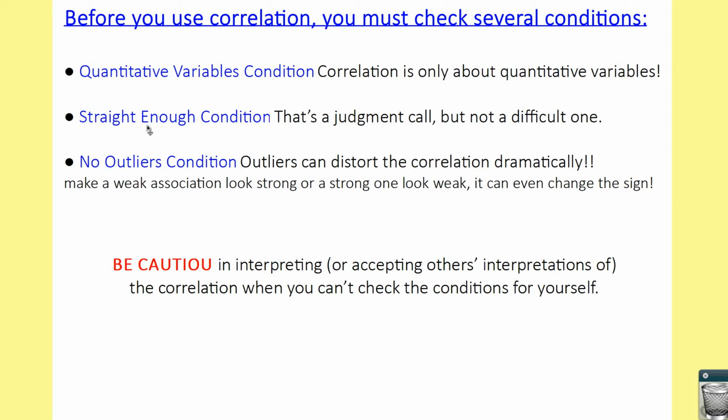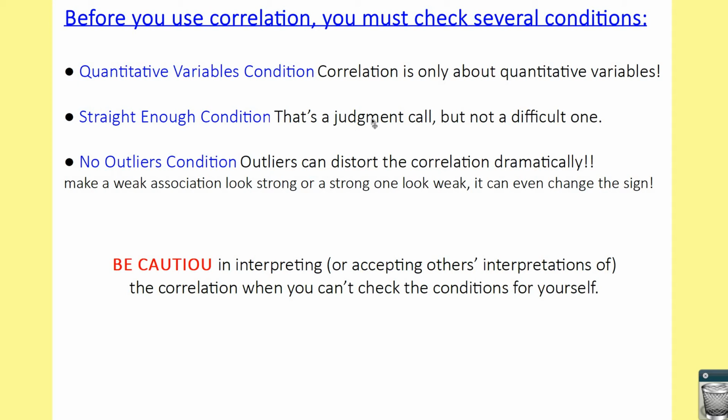The second one is the straight enough condition. That's when you literally just look at the scatter plot and go, yeah, that kind of looks like a line. That's a judgment call, okay? It's not a hard one to make. It either looks like a line or it doesn't, but you cannot do this correlation coefficient if your graph is not linear, okay? We're not doing any other kind of relationship. It has to be linear for the correlation coefficient, okay?